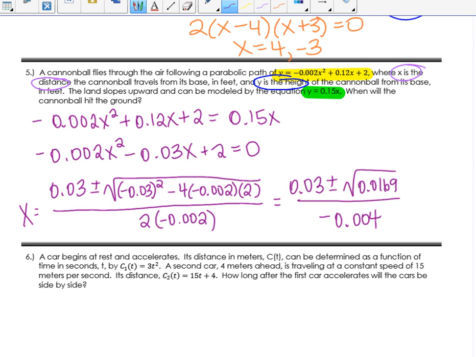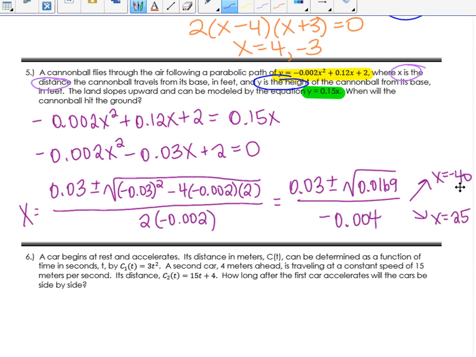Okay, so if you put those in your calculator, you guys, remember you're going to do it twice. 0.03 plus the square root of 0.0169. Divide that by negative 0.004. One of your answers is negative 40. And if you do it again, your other answer is positive 25.